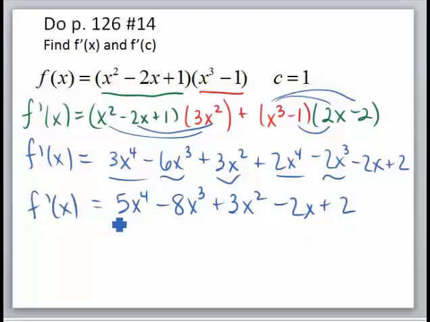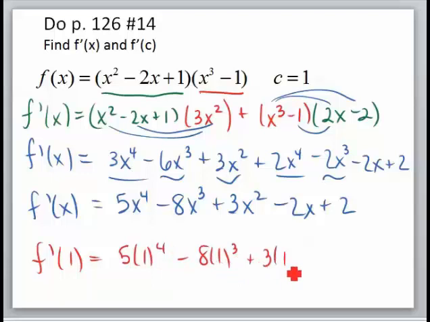Now, as I said, this is really not necessary to do because I could have figured out what f prime of 1 is way up here just by plugging it in right here. So a lot of times there's no reason to simplify it. I just did it for today just because. Plug in 1 at this point. These give you 0, and here you have 5 minus 8, which is negative 3 plus 3, and so that ends up giving you 0 as well.